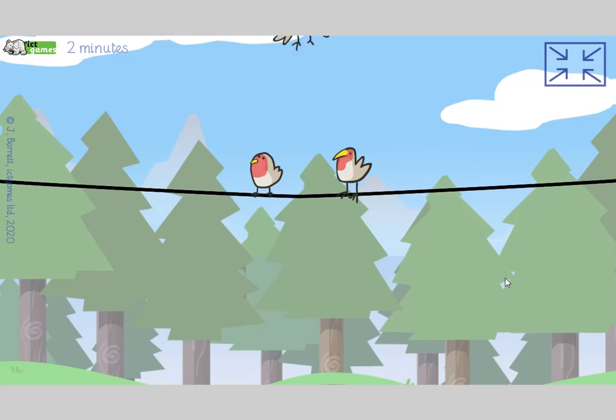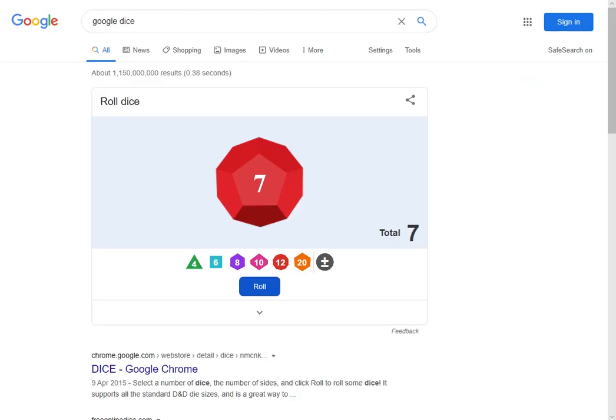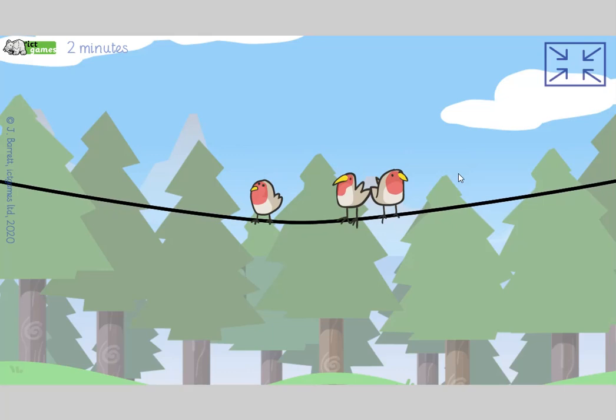You need a way to time yourself for 2 minutes, so you're going to need the dice, a 12-sided dice, or use Google Dice and get this one up. You need a way to time yourself for 2 minutes. Perhaps an adult will time you.